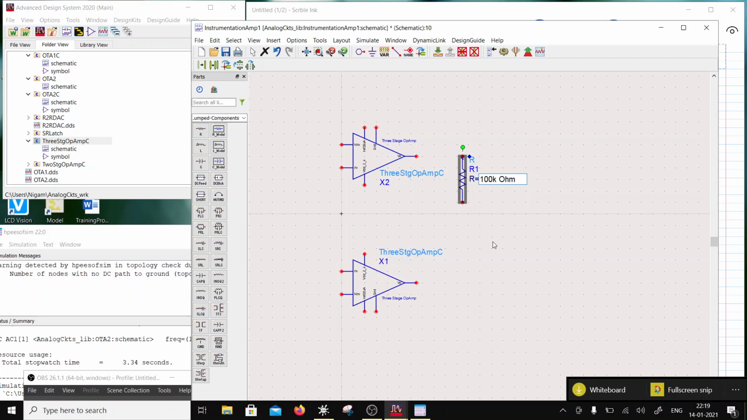100k. Sorry, not over here. Here. So 100k resistors. So this would have a gain of 100 by 1k, right? So let me put here a 1k resistor. So let's just copy this. So that's a 1k resistor, and then I'm going to repeat this to be another 100k resistor.